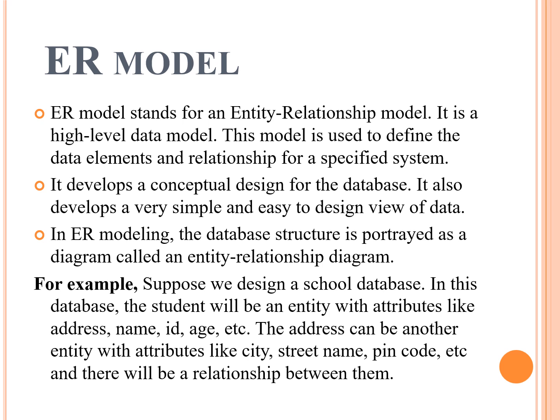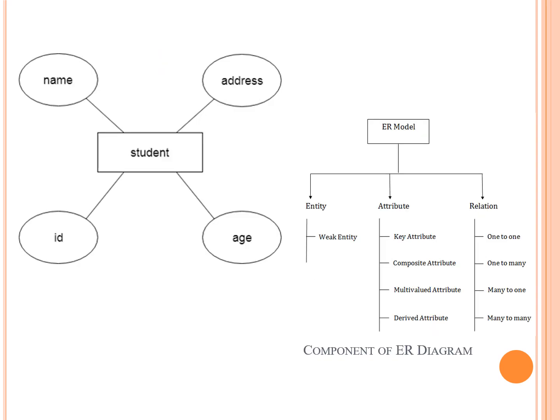Suppose we design a school database. In this school database, the student will be an entity with attributes like address, name, ID, age, etc. The address can be another entity with attributes like city, street name, pin code, and there will be a relationship between them. Here is a pictorial representation of the components of the ER diagram. Here the entity is the student and the attributes are name, address, ID and age.